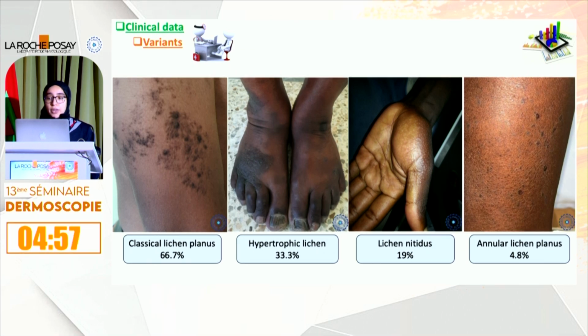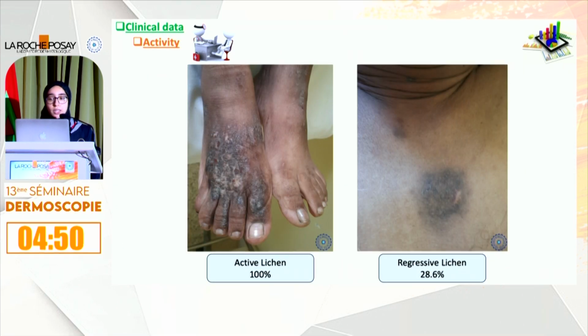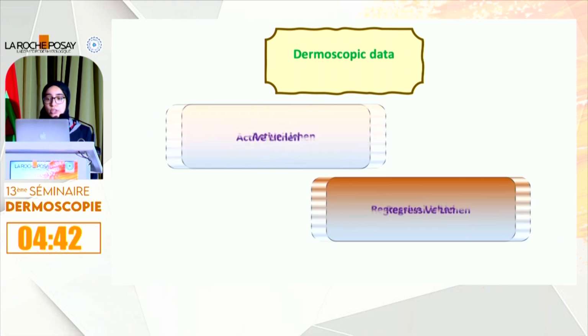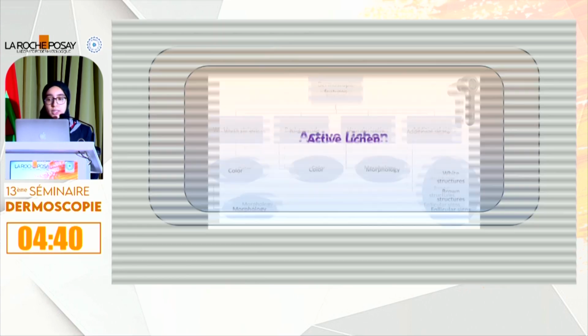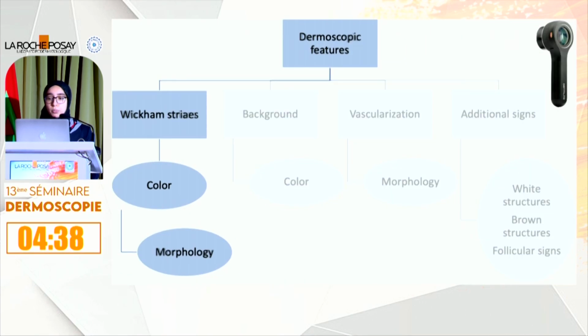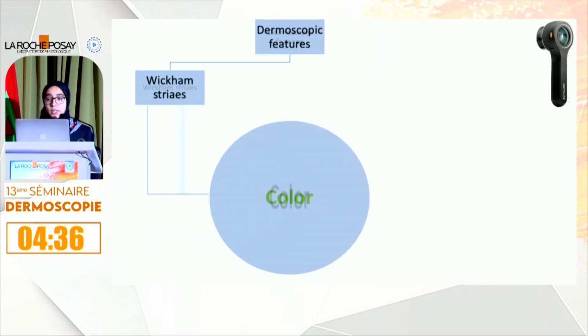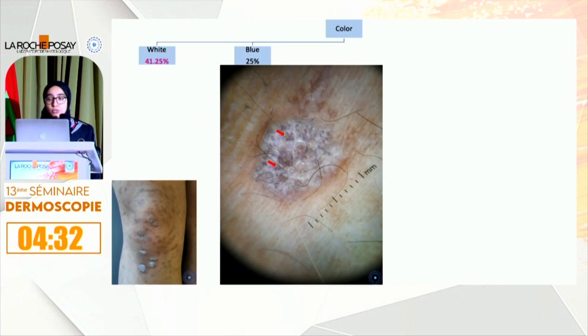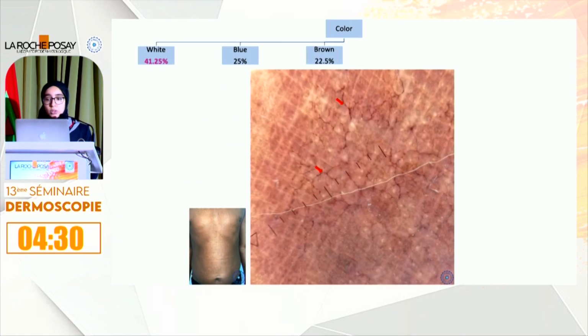For the clinical variants, classical lichen planus took the lead, followed by the hypertrophic lichen nitidus, and annular lichen planus. All of our patients displayed active lesions, only 28% showed regressive ones. Turning to the dermoscopic data of active lichen, we studied different dermoscopic features, starting with weakened striae. For the color, we have the white in the lead by 41%, followed by the blue, the brown, and the black.